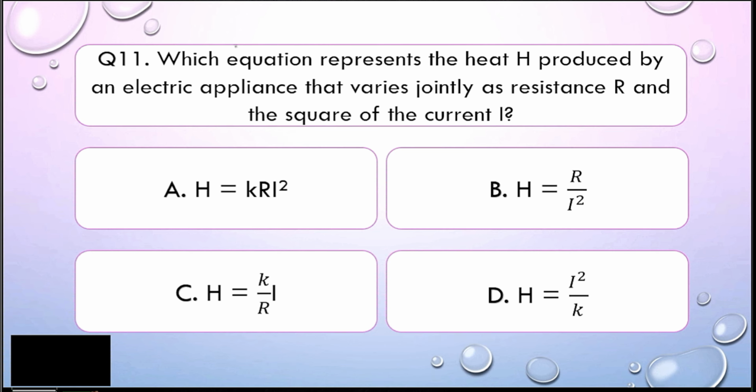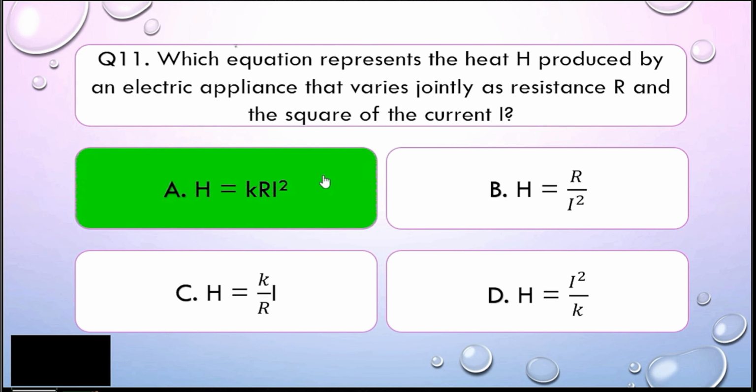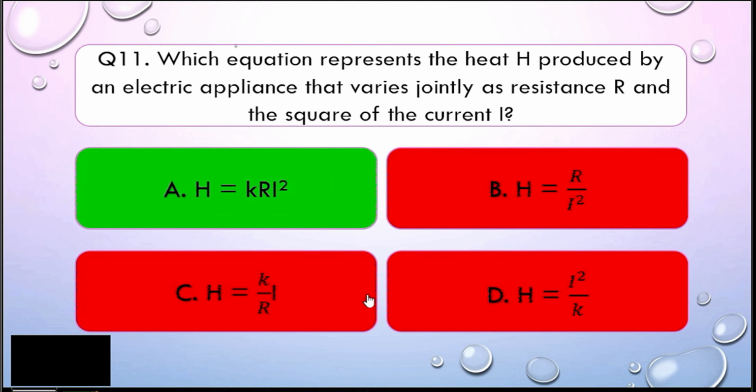So I squared. Now, since we are just talking about joint variation, this means that the constant of variation K will be multiplied to the resistance R and the square of the current I, which is I squared. So that will give us H is equal to KRI squared. And that is letter A. Alright. Easy, right? Very easy, my dear math learners. So now let's go to question number 12.